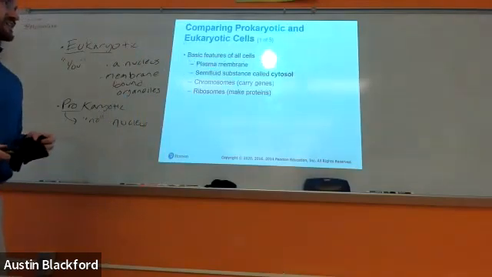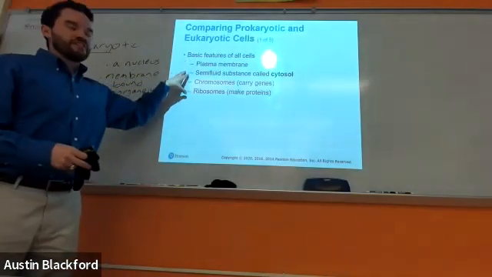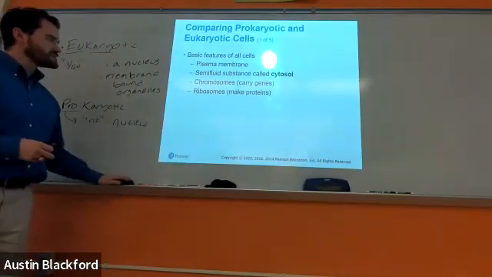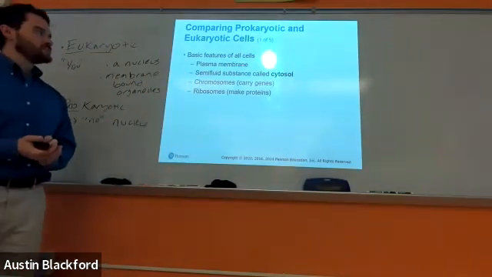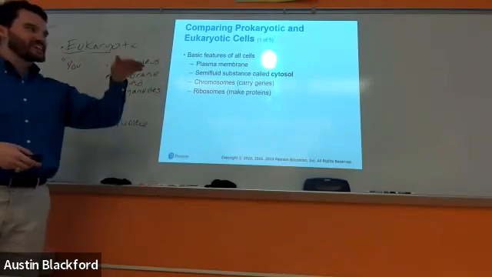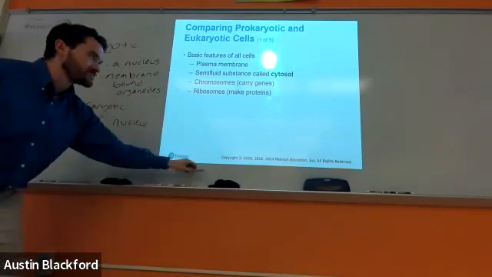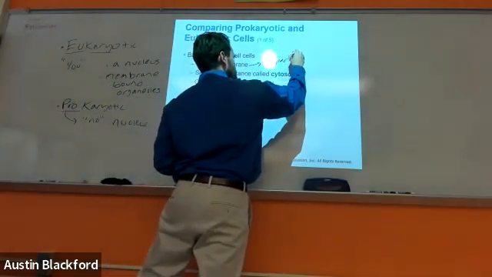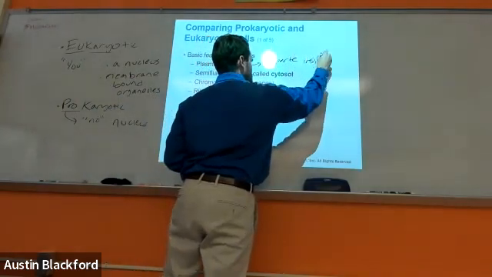All right, moving on. So you gotta know all the features that all cells have. And I think these are somewhat common sense, the more you think about it. All cells have a plasma membrane or a cell membrane, meaning all cells need to have some way to separate the inside from the outside, right?